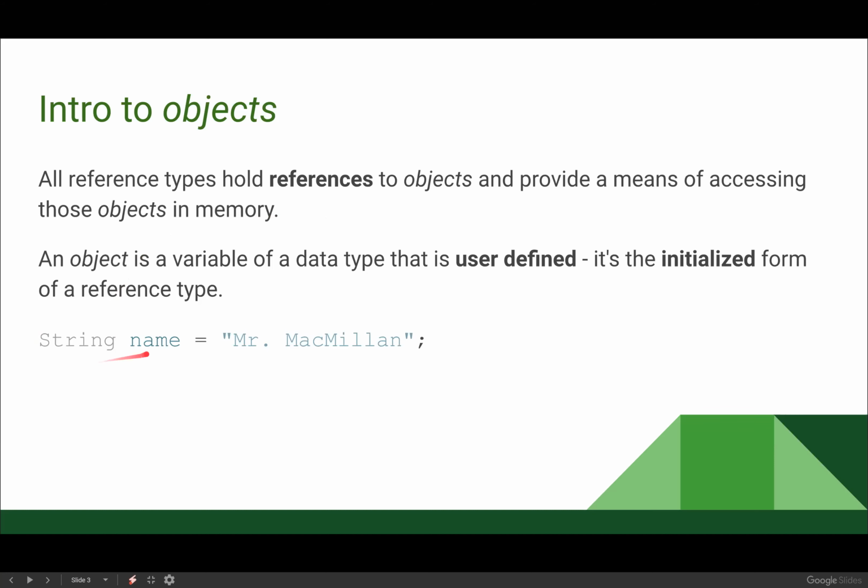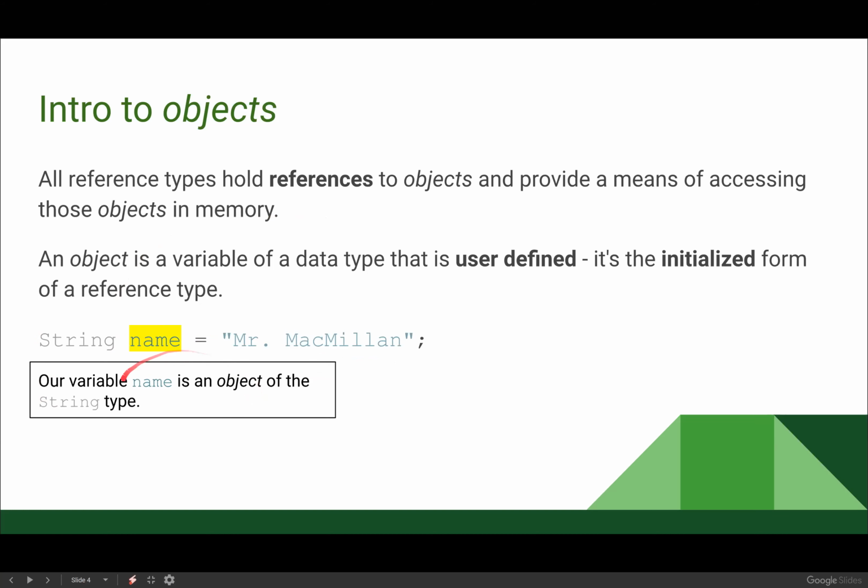So if I have String name equals Mr. Macmillan, name is an object of the String type, because String is not just a basic primitive variable type. String was created by the programmers who made Java in order for other programmers who use Java to use in their programs. So String itself was created by Java programmers. So our name is an object.